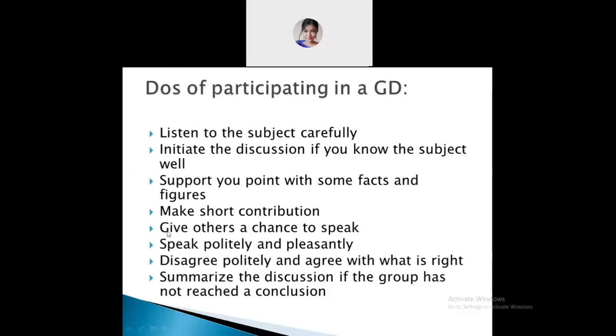Next is summarize the discussion if the group has not reached a conclusion. You need to summarize the discussion. You need to conclude the discussion. It's a discussion, and the aim of the discussion is to reach a conclusion. So if you see that your group has not reached any conclusion, you can take that opportunity and summarize the discussion and conclude the discussion. All right, so these are some of the things that you should do and take care of when you participate in a GD.